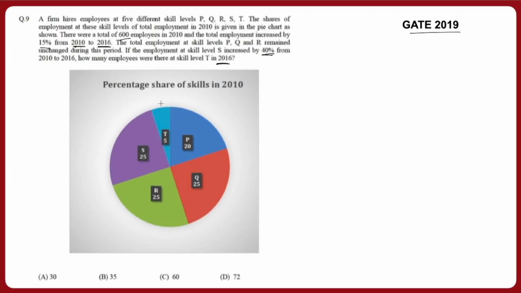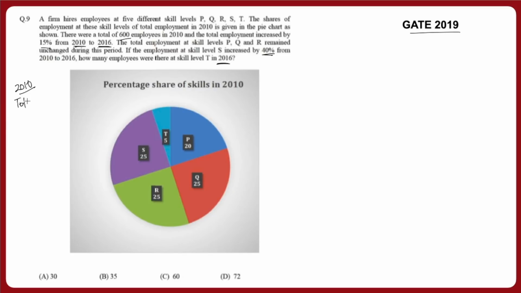Now the data which is given looks a little tedious, but it is very simple. All right, I'll explain to you how to do this. So the first thing which we will do is write down whatever data is given to you. Okay, so it says that in 2010 the percentages of all these people are given to you.